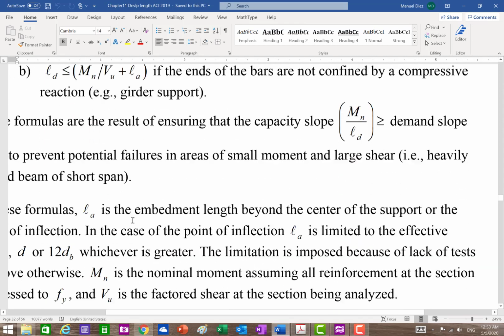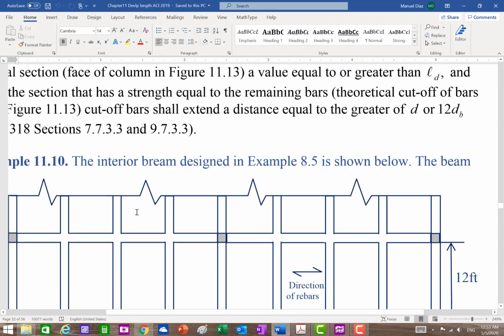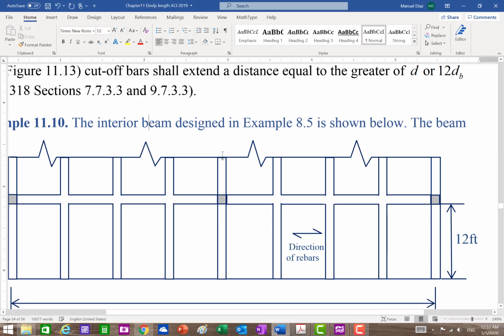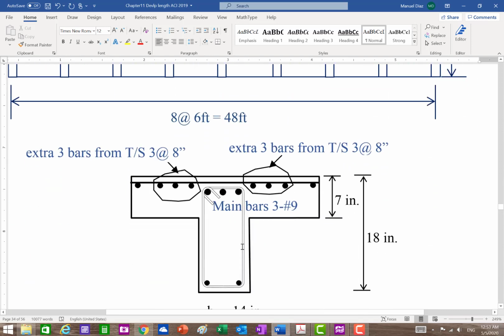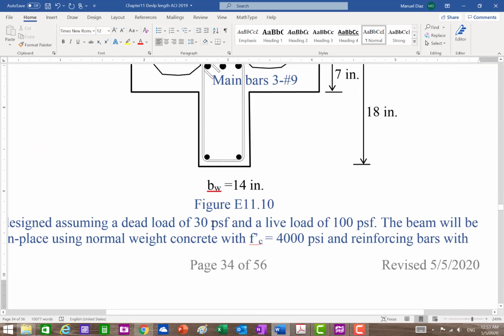So we're going to skip all this for now, and let's do one example that deals with this. This is the interior beam that we did in example A5, and it was also on your exam. It has 3 number 9s. So what we're going to do is cut the middle bar wherever we don't need it anymore.